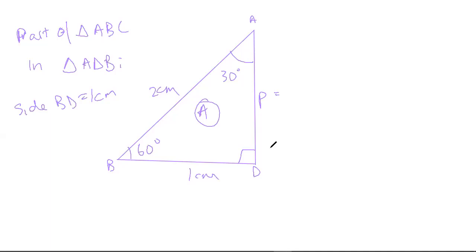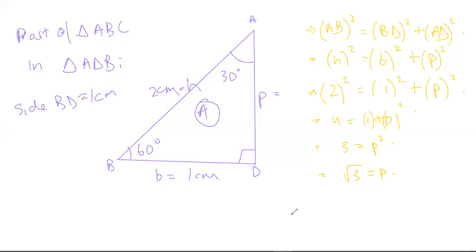And one more note to the viewers, that the side opposite to the 90 degree is always known as the hypotenuse, as I mentioned in my earlier trigonometric ratios videos. So if hypotenuse is 2 centimeters, our base is 1 centimeter. Therefore, according to the Pythagoras theorem, the perpendicular will be root 3. So root 3 centimeters will be our AD, that is the perpendicular. How did I get root 3?